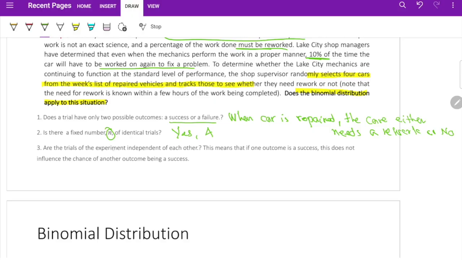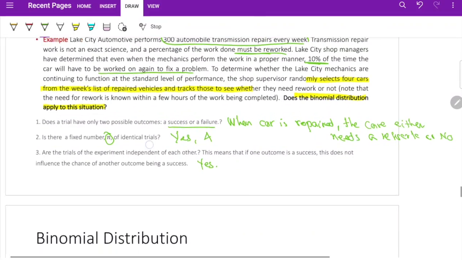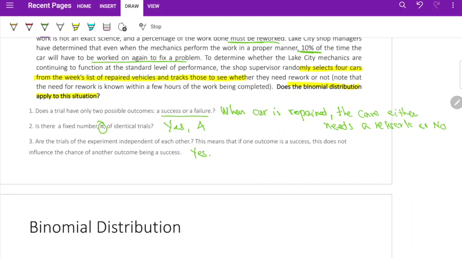Are the trials of the experiment independent of each other? This means that if one outcome is a success, this does not influence the chance of another outcome being a success. Yes. They are independent because you are picking vehicles randomly out of 300, or out of more, I don't know. If you picked one randomly and it needs a rework, the next one doesn't depend on it. They don't depend on each other, right?